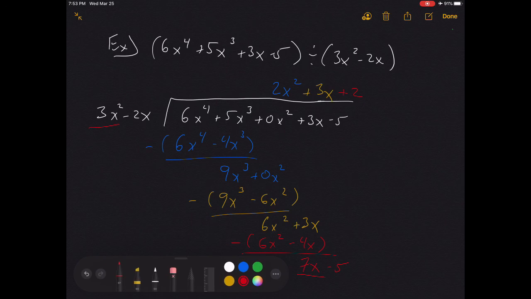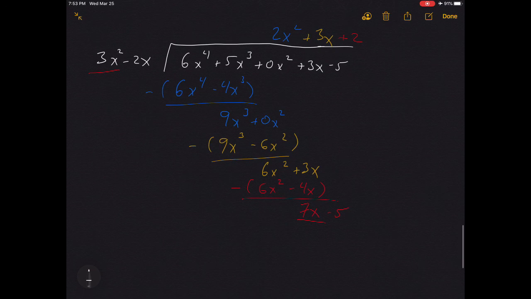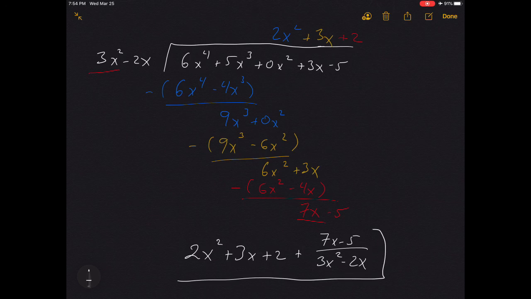So my final answer is 2x squared plus 3x plus 2 plus 7x minus 5 over the original of what's on the outside, which is 3x squared minus 2x. And that's the division of those two polynomials.